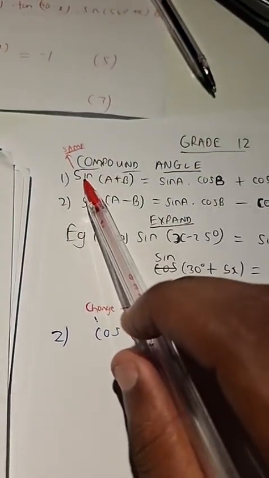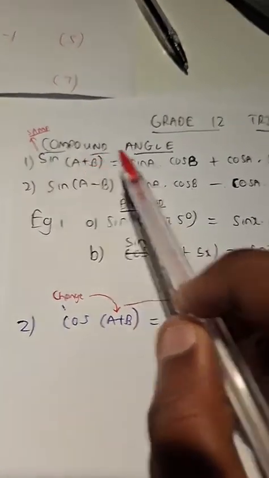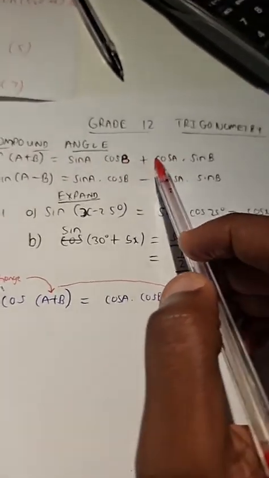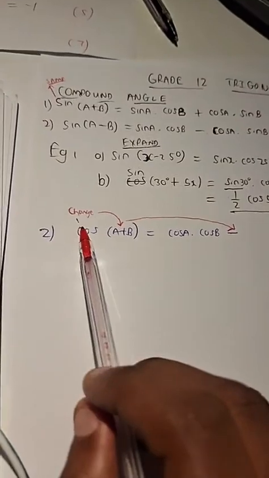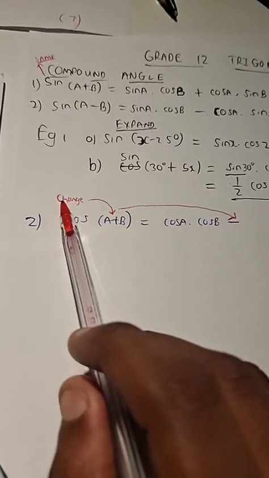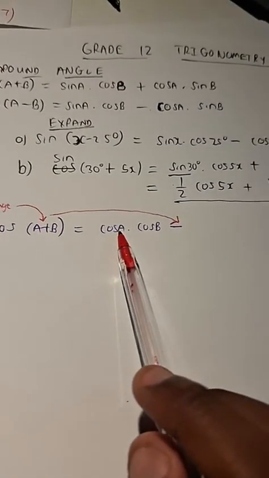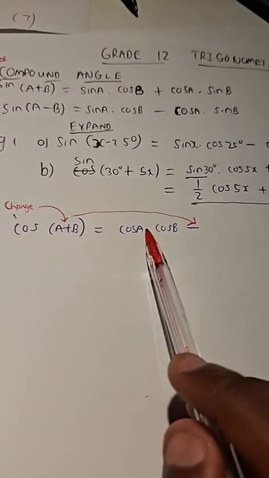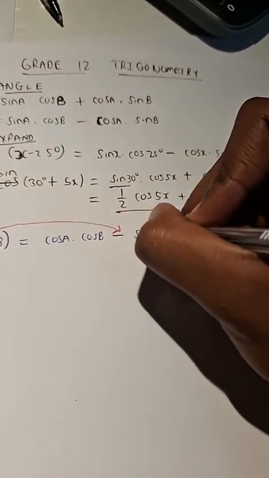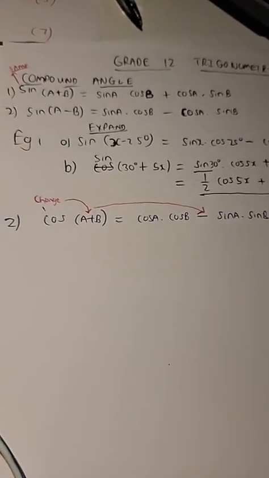The S for sine, this is the way I remember, means the same. So that means the plus will remain positive. But then look, it's sine A cos B, cos A sine B. But for cos, the C for cos means change, meaning the sign will change, positive to negative. But look at this. This time round for cos, it's cos A cos B, followed by sine A sine B. Right?